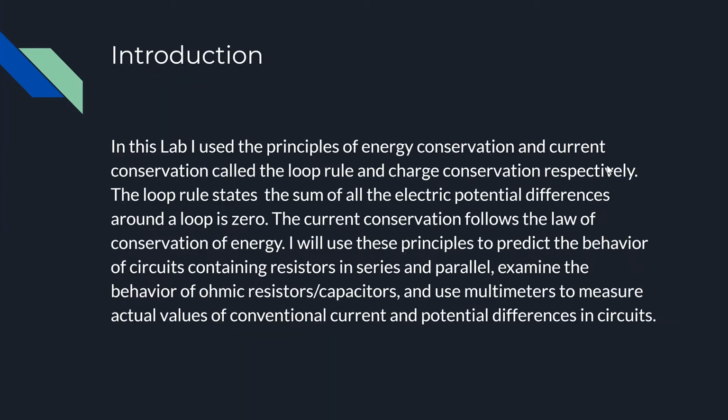In this lab, I used the principles of energy conservation and current conservation, called the loop rule and charge conservation respectively. The loop rule states the sum of all electric potential differences around a loop is zero. The current conservation follows the law of conservation of energy. I will use these principles to predict the behavior of circuits containing resistors in series and in parallel, examine the behavior of ohmic resistors and capacitors, and use the multimeters to measure actual values of conventional current and potential difference in circuits.